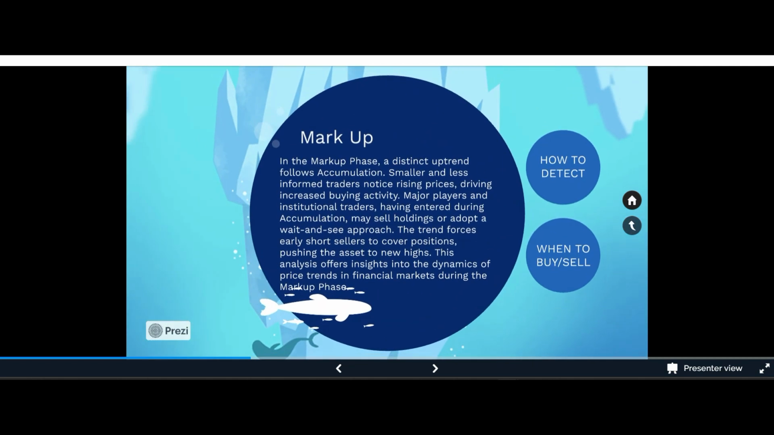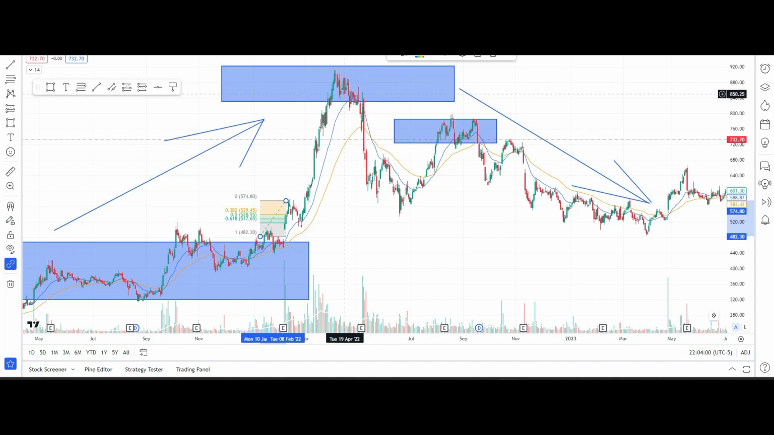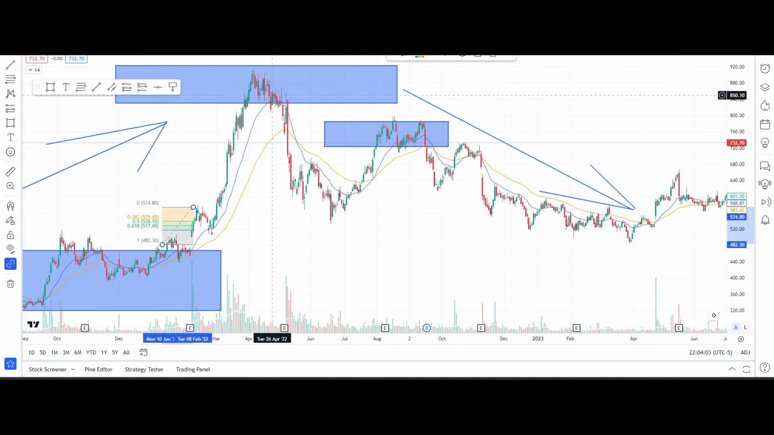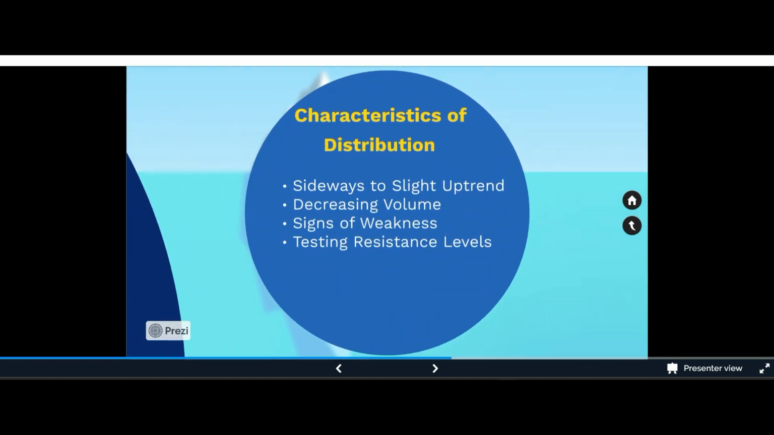Then you have this distribution phase, which is nothing but the big players wanting to exit the stock, but they do it very slowly. So they want to unload these shares to retail investors or uninformed investors, and they don't want to do it all at once. So they will take their time. So it goes down, goes up, they do it in a very silent way. And finally, when they are done with that, there is no absorption of sell-offs. So the prices go down.